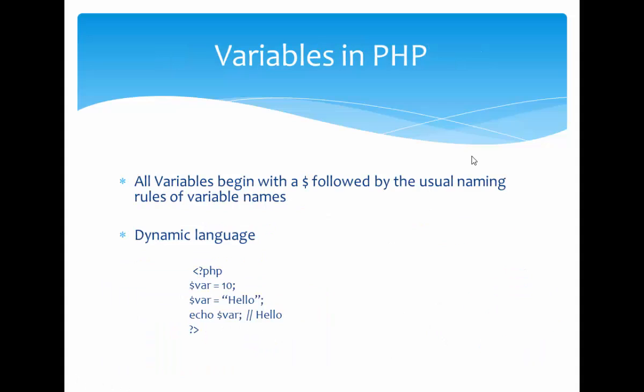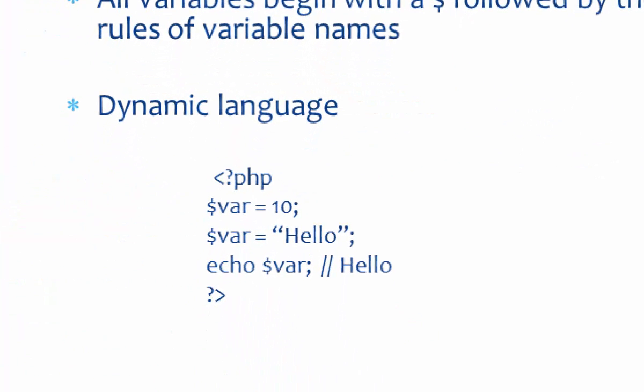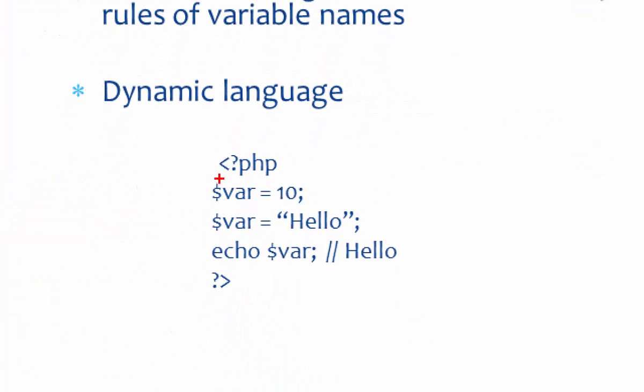So PHP is a dynamic language, which means that whenever you use any type of variable, you do not need to specify what kind of data you're going to be storing in the variable. So down here we have a small sample script, and the first line here, the PHP tag, is just used to specify that that's the beginning of the PHP script.